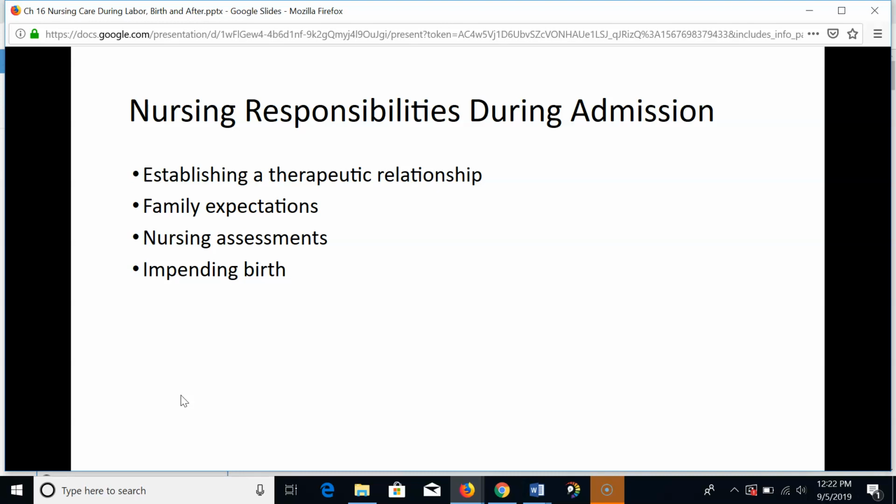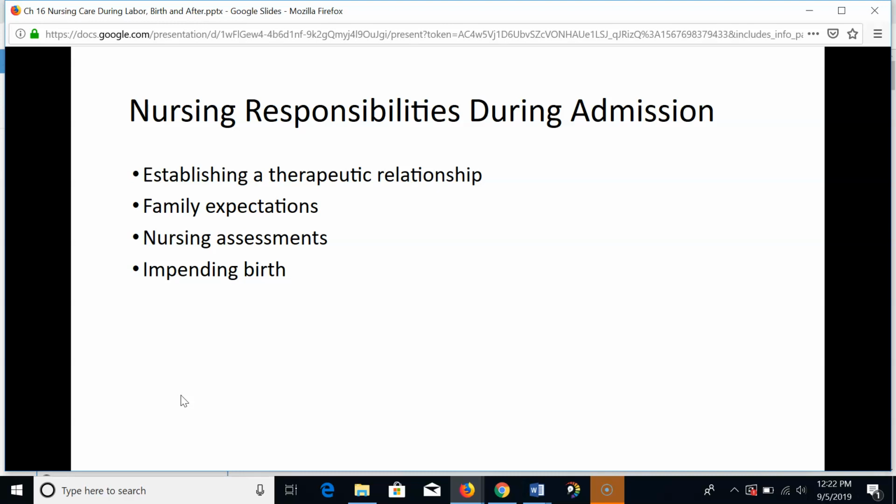The provider spends very minimal time with the patient during labor, so you basically are her go-to person. You are her and the baby advocate. You must develop a therapeutic relationship with them to help this happen. You must assess if they understand English, and if not, arrange for an interpreter. You also need to determine their expectations.